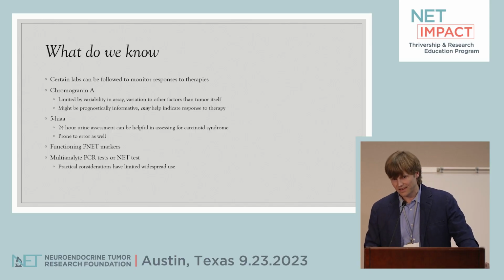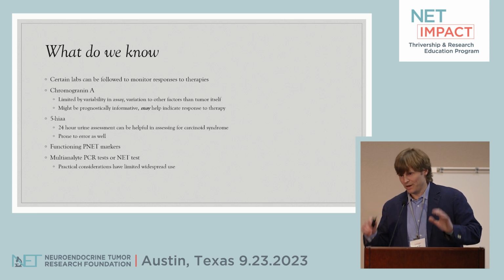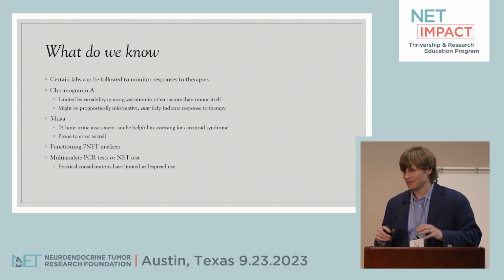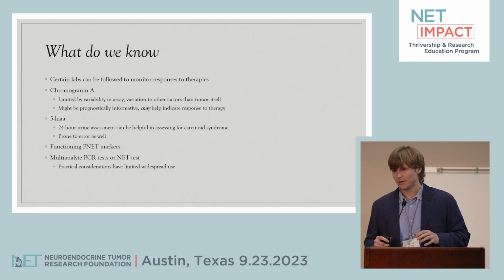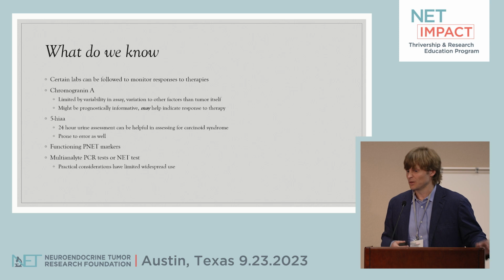I'm not going to talk a lot about functioning pancreatic neuroendocrine tumor markers. There are many. There's gastrin, there's glucagon, there's measuring different insulin levels. There's things like substance P and bradykinin. There are tumors that can make somatostatin, one of the big types of treatments that we use. But really, laboratory following of that is pretty esoteric.